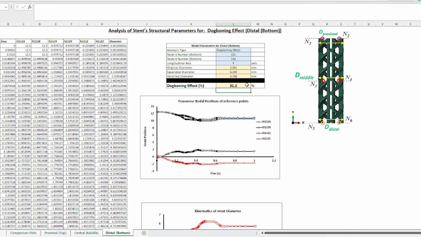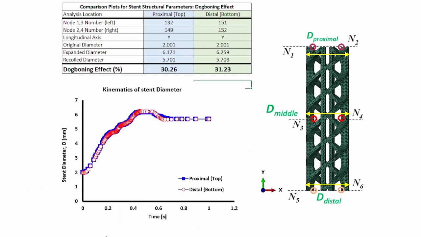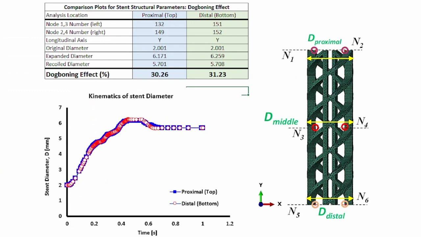So I'll take all that data and put it together in a comparison plot. This is a comparison plot that shows us what is happening. And really, what is important here is the proximal and the distal values, because that's how you quantify dogboning, what's happening at the top and the middle. And then we find that the numbers are somehow close, and the quantitative data are also specified here. And then the kinematics of the stent formation put together for the proximal and distal region are also specified here. And it does really give us some interesting data of what is happening here.